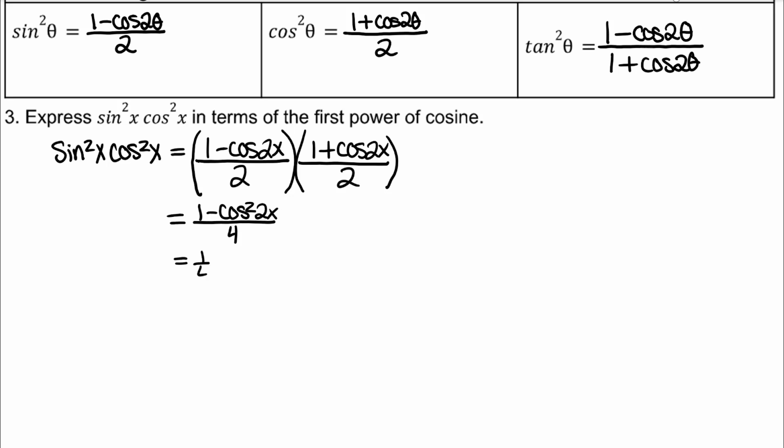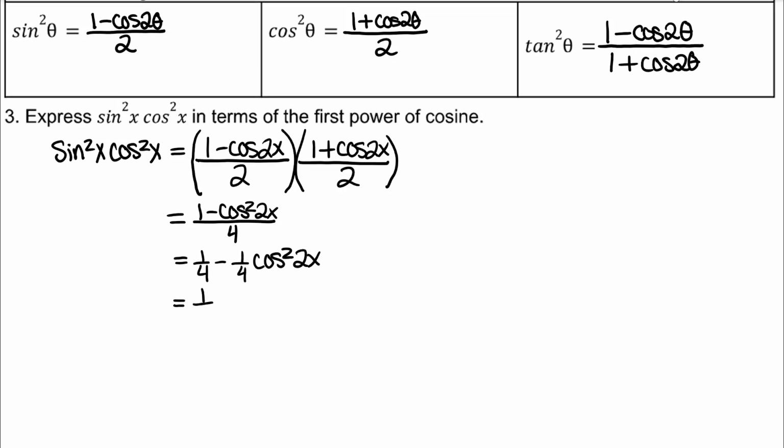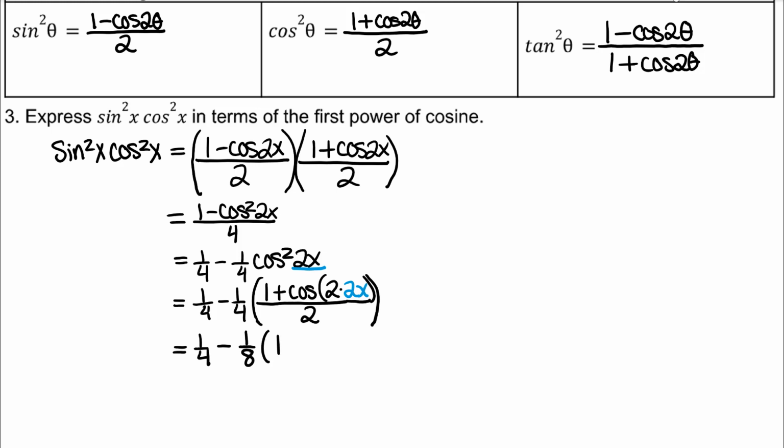I still have a cosine squared, so let's use the lowering powers formula again. Instead of cosine squared 2x, I plug in 1 plus cosine of 2 times whatever the angle was, which is 2x, divided by 2. A very common error would be to forget to double that 2x when you use the lowering powers formula again. So 1 over 4 minus, I decided to multiply the 1 over 4 times 1/2 so that I no longer have a fraction inside. So that's negative 1/8 times 1 plus cosine 4x.